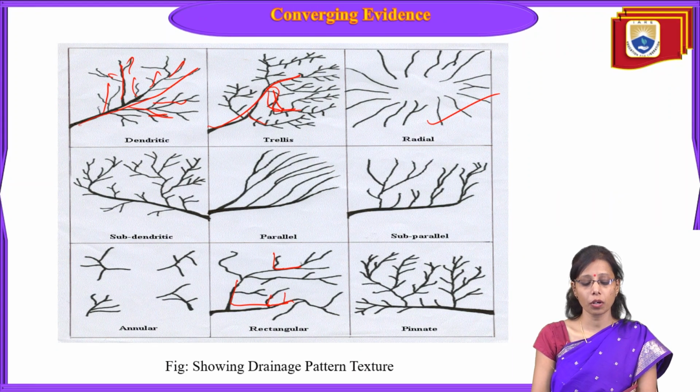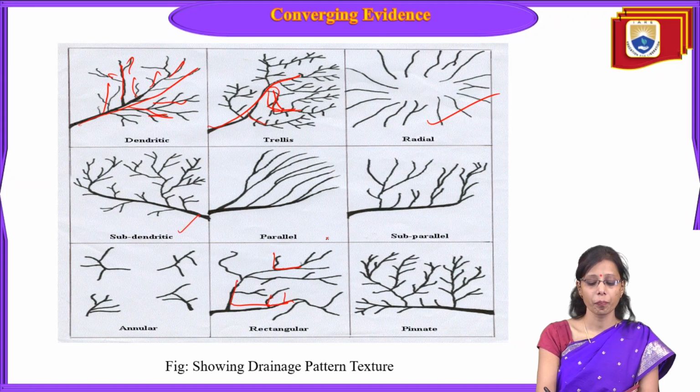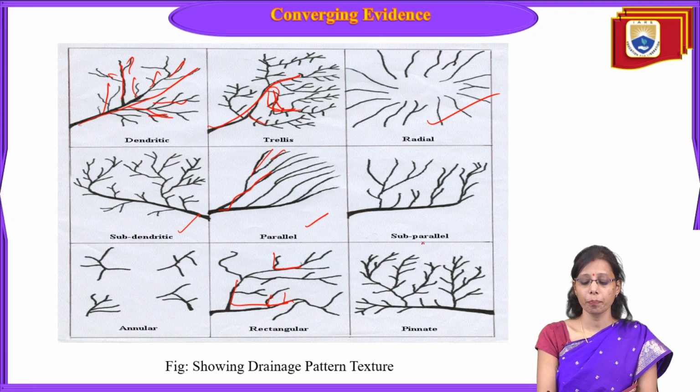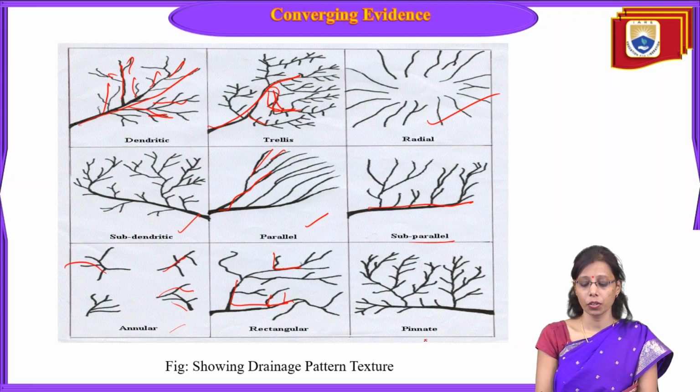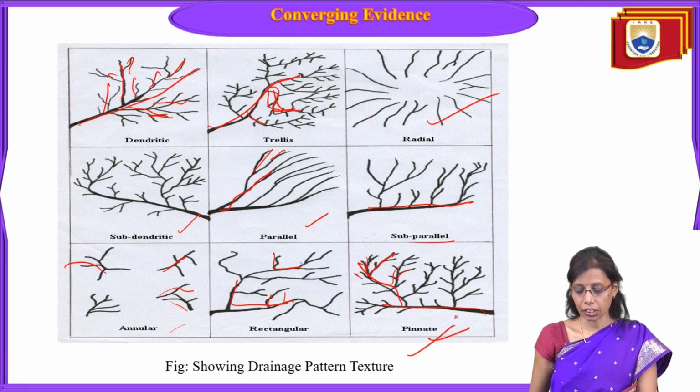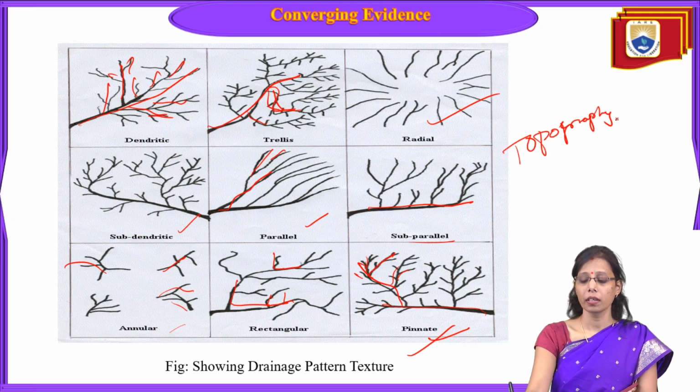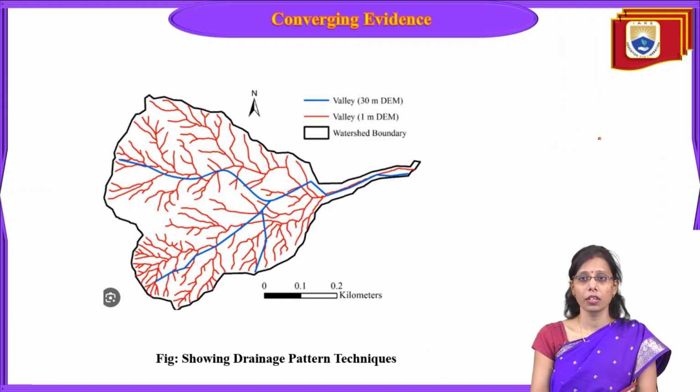So here I'll show you. We have this subdendritic pattern. This is a parallel pattern. Parallelly it flows. And we have a sub-parallel pattern here, an annular pattern here, like this. Okay, rectangular I showed you, and the pinnate pattern, where we have a stream here and the drainage will be like this. We have these different types of drainage pattern textures. Based on this drainage pattern texture, the topography will be decided. What type of topography it will be is decided by it.